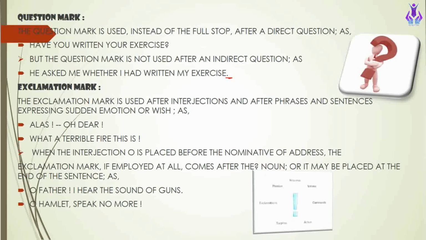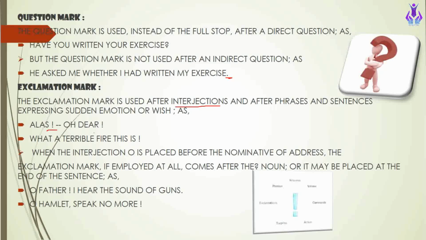The next one is the exclamation mark. The exclamation mark is used after interjections and after phrases and sentences expressing certain emotions or wishes. Basically, interjections are words that show sudden emotions or wishes, so after every interjection, we have to put an exclamation mark. As I told you while we were studying interjections, the exclamation mark is very important there. So here we can see: Alas! Oh dear!